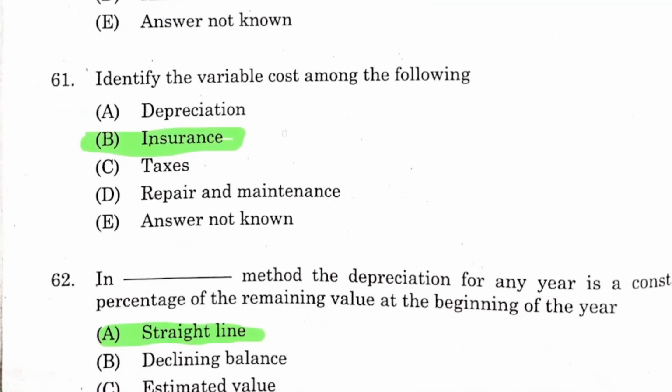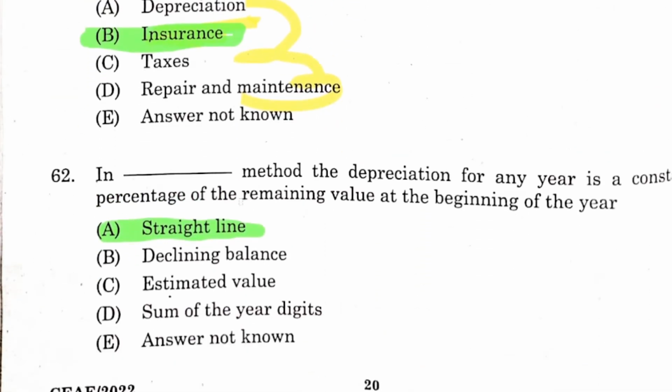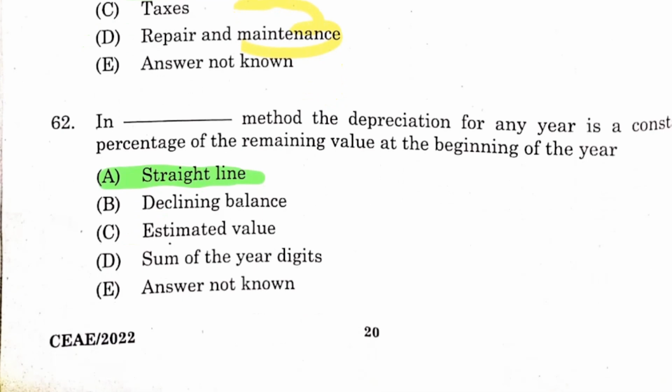Next one: identify the variable cost among the following. So here insurance is a variable cost, all others belong to the fixed cost of machinery. Next, question number 62. In the dash method of depreciation, the depreciation for any year is a constant percentage of the remaining value at the beginning of the year. In the straight line method, depreciation is constant throughout.